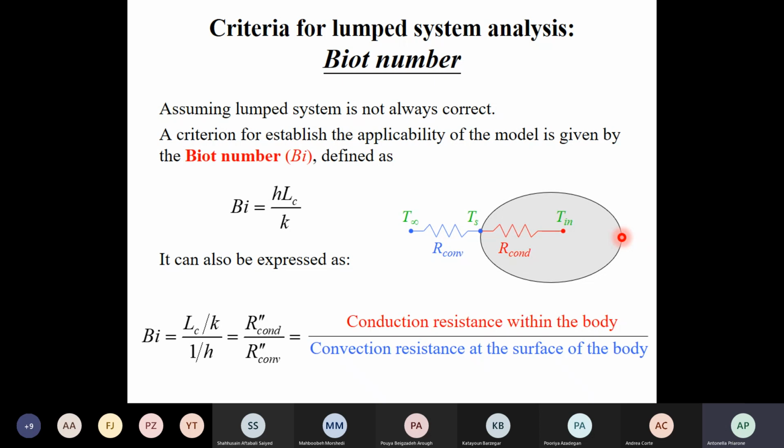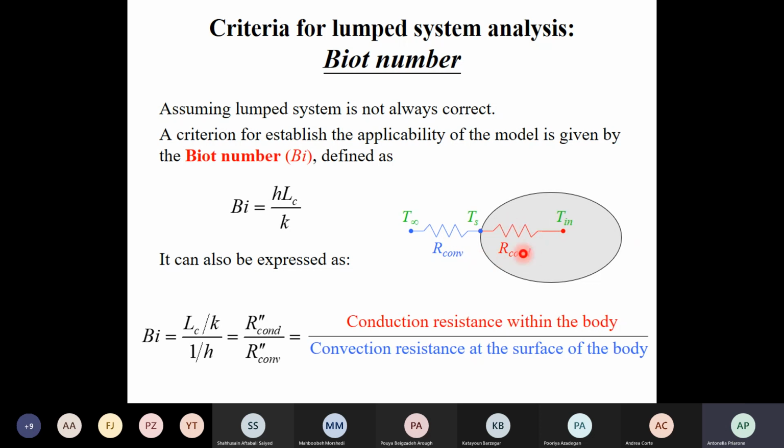But for some bodies, this can be a good approximation. The criterion to select when I can apply this approximation or not is the Biot number. Look at this sketch. This sketch represents two thermal resistances. The first one, this red one, is the conductive thermal resistance that links the internal temperature of a body to the surface temperature of a body.